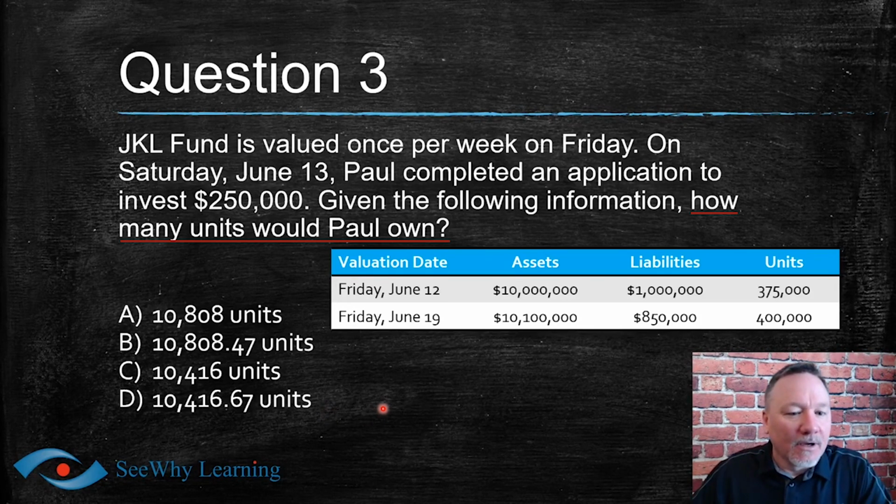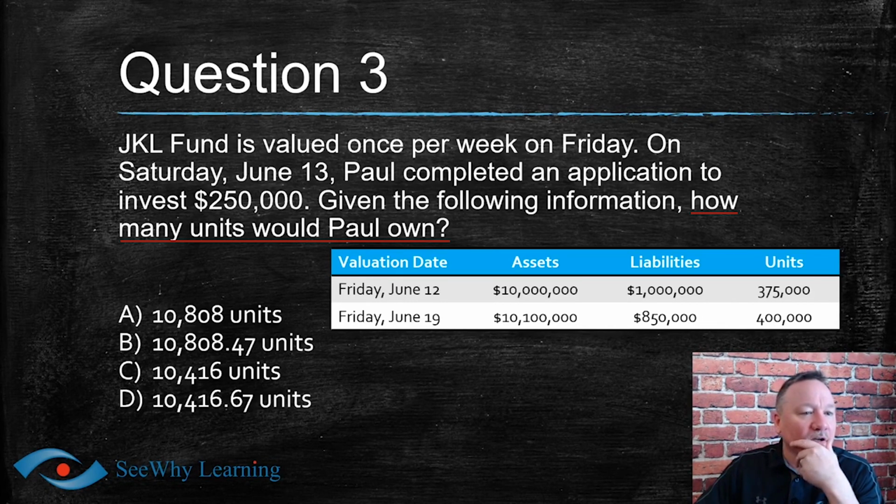Okay? All right. So how do we calculate how many units can be bought? Well, the first thing we need to do is to calculate the NAVPU, the net asset value per unit that Paul has to buy at. When did he buy this? On Saturday, June 13th, he completed the application to invest $250,000. So he placed the order on Saturday, June 13th. I see the valuation date on Friday, June 12th.